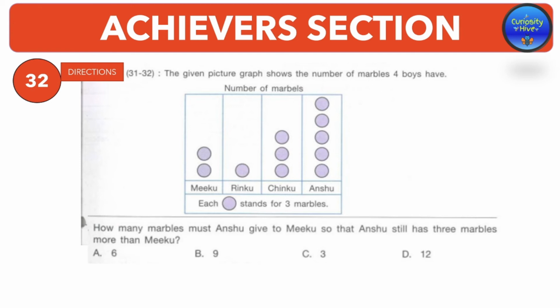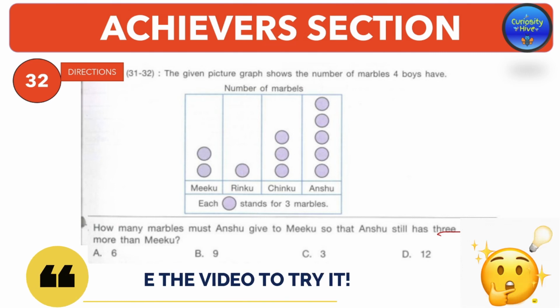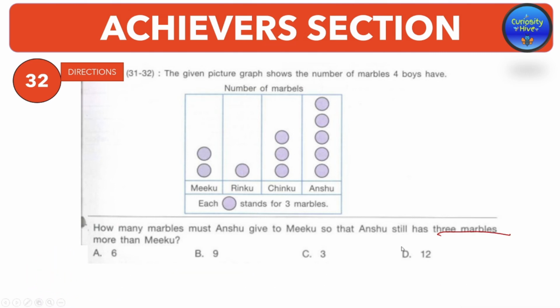Next part to this pictograph is, how many marbles must Anshu give to Miku so that Anshu still has 3 marbles, pay attention here, more than Miku? Can you find the answer? Well, an indicator for you is 3 marbles. That means just one circle should be more.